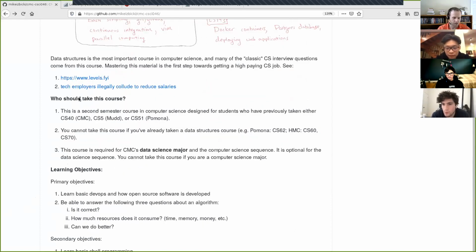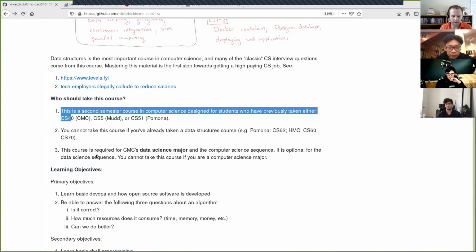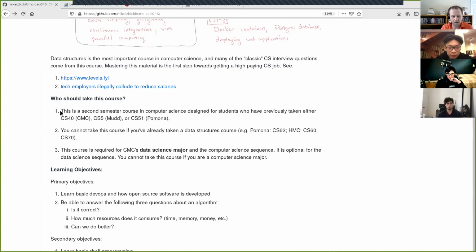Okay, so who should take this course? One of the nice things about the Claremont colleges is that you get to take courses at all of the other colleges, but especially in computer science, I think that can be a little bit confusing for students, figuring out which course is appropriate for you. So here's my guide about how to do that.